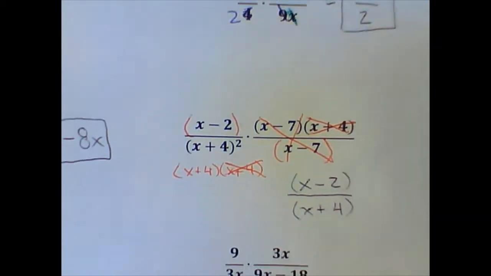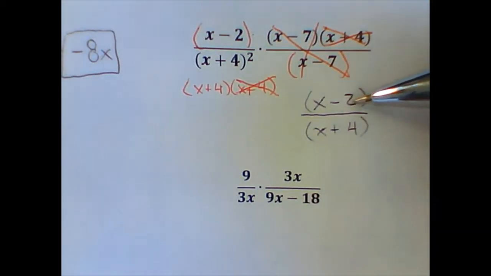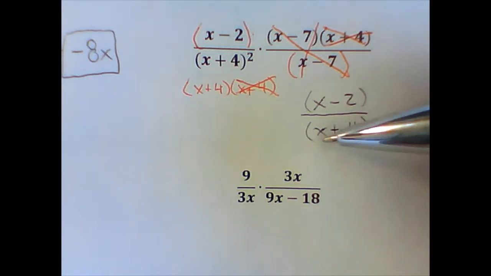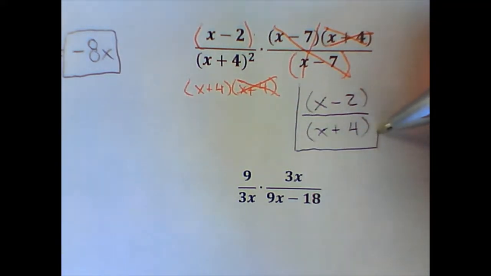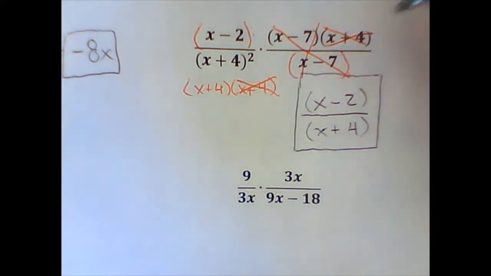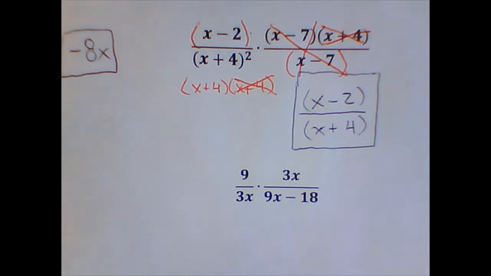You cannot cancel parts. You have to cancel the whole thing. It's the same reason you cannot reduce the 2 over 4 to 1/2. That's not a negative 2. That's an x minus 2. And that's not a 4 on the bottom. It's an x plus 4. It's a whole thing. You can't reduce or cancel part of it. You have to do all of it or none of it.